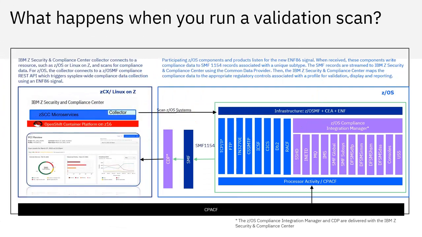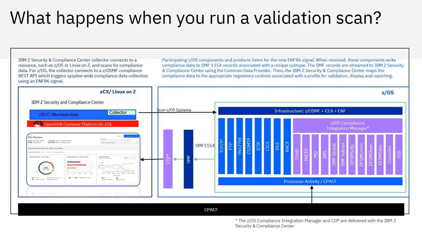But what happens when you ask for a compliance scan? Well, the request can be submitted from the dashboard by selecting the scope on which you want to run the scan. And this request is taken over by the managed collector, which in turn connects to the system to be monitored. The collector communicates with the z/OSMF component to request the collection of information from the evidence providers. z/OSMF uses the compliance API to trigger an Event Notification Facility signal to the evidence providers.